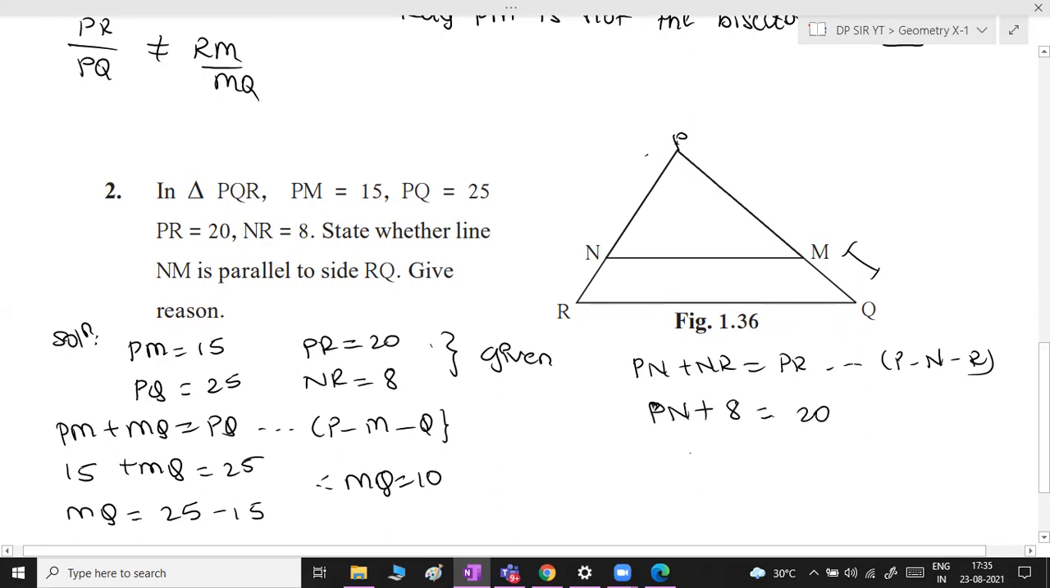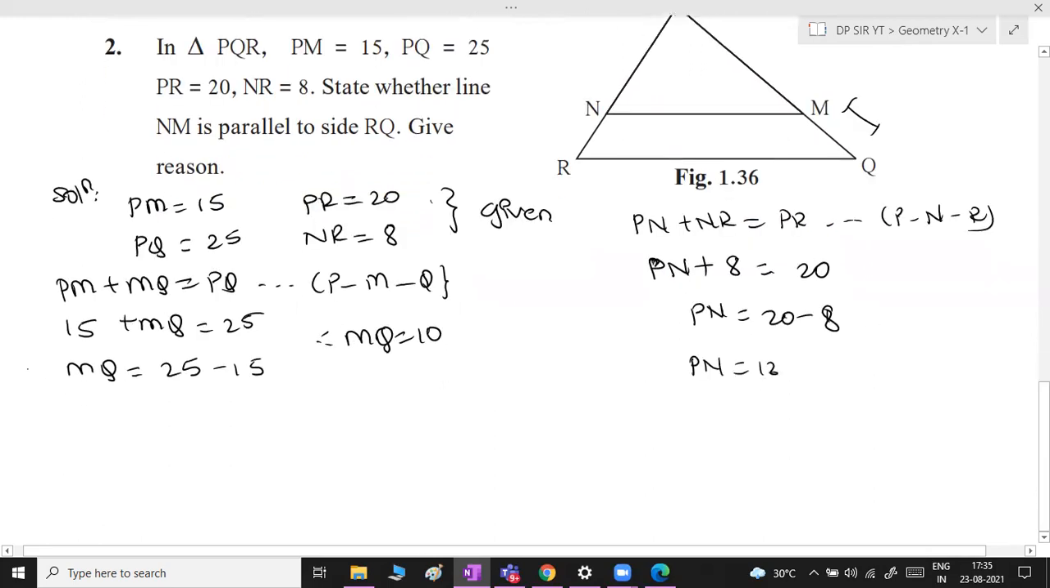Pn is equal to 20 minus 8, since the value of Pn is not given. So Pn is equal to 12. I hope the first part is very clear to you all. Now check the ratios, Pn upon Nr. What will I get? Pn upon Nr.